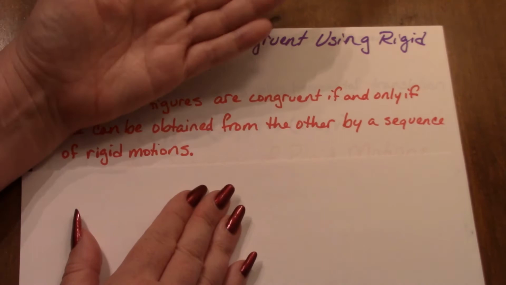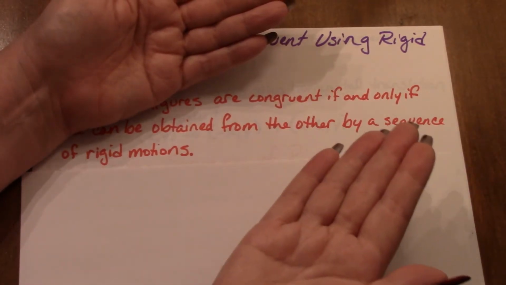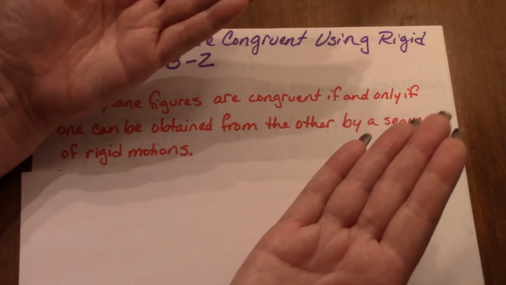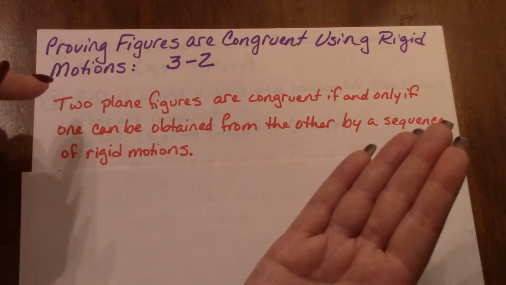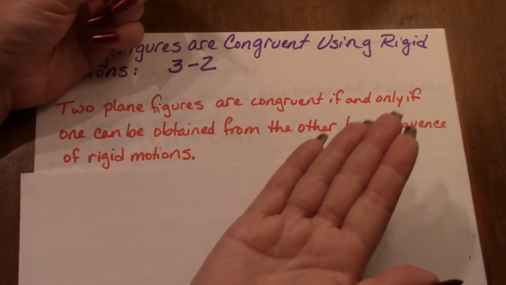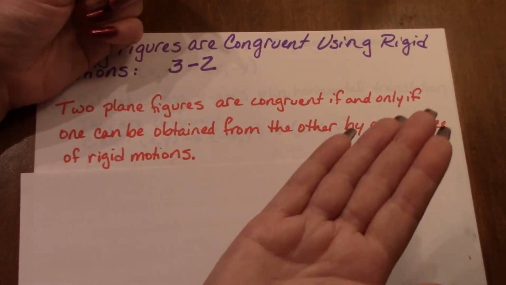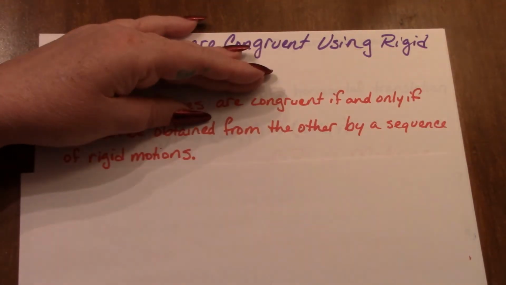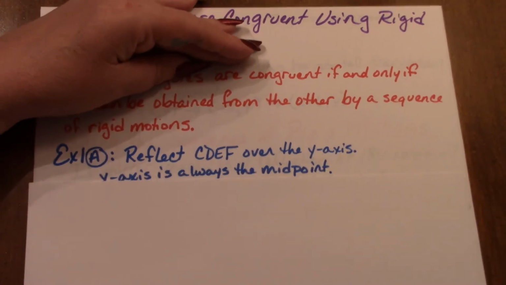So we can look at triangle ABC and triangle ABC prime and say, yes, they are congruent because I can prove to you that each of these 3 points went through the same transformations, which means it was a rigid motion, which means the shapes have to be congruent. Let's look at how that works.